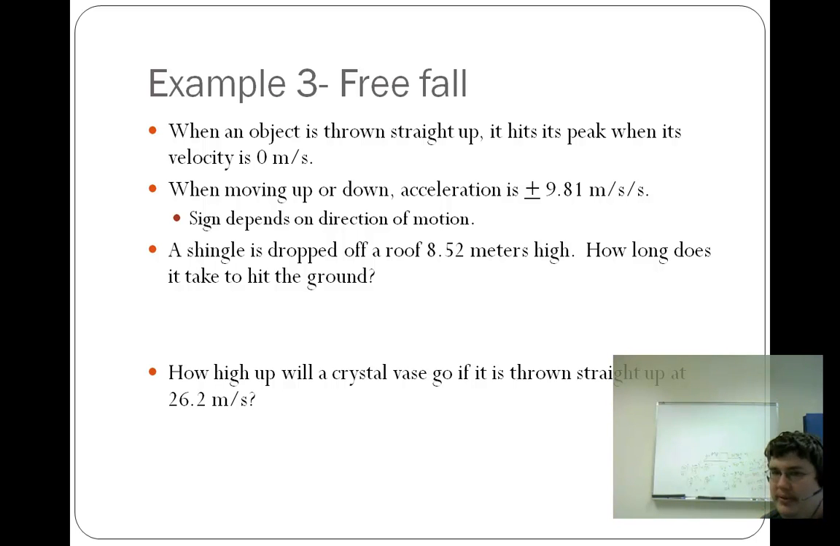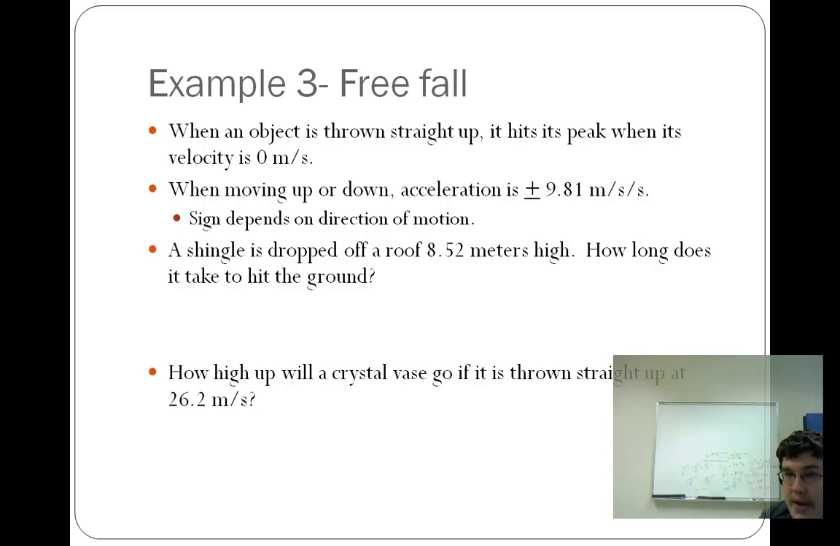All right, so now we're going to move on to free fall. When an object is thrown straight up, it hits its peak when its velocity is 0 meters per second. That's the point where it stops and starts to come back down. When moving up or down, acceleration is 9.81 meters per second squared, and the sign depends on which way you're going.